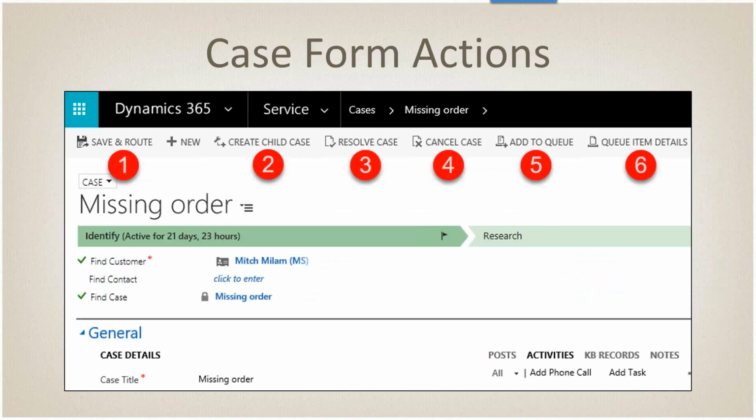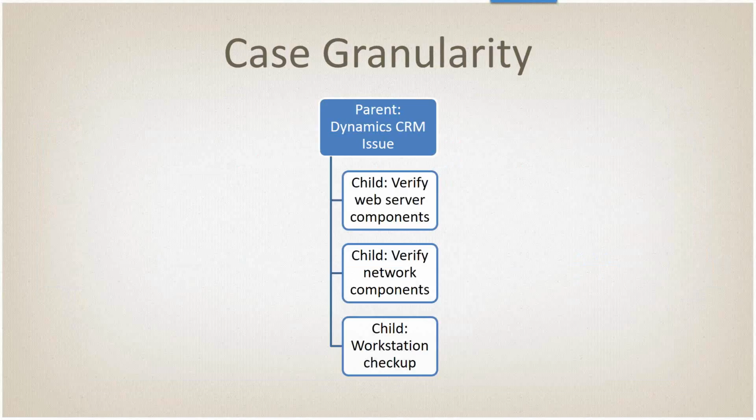rules to that. I can create a child case, which we'll talk about in a moment, about the granularity of your customer service organization. I can resolve it, cancel it, add it to a queue, or again, look at the items, the detail items for the queue. So case granularity. This is part of your procedural definition that we talked about at the very beginning. So what you do with this is we have a case that is called a parent within CRM. You can add multiple child cases related to that.